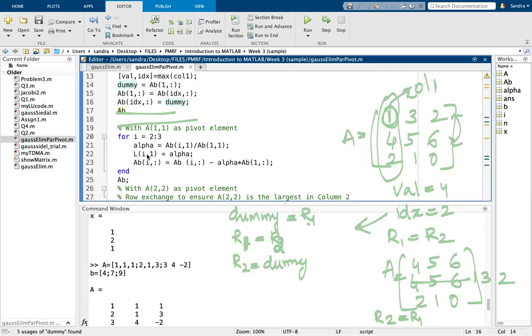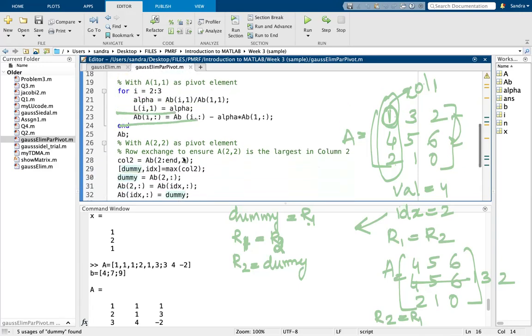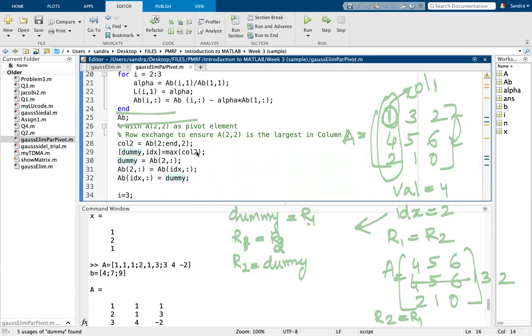I save alpha Li comma 1 to be the corresponding alpha value. Now I go to the second pivot element. For the second pivot element also, I need to make sure this is the highest value. So for that, again, I do the row exchange. First I extract the second column. I am only worried about the second column, and that too only A2 to end, meaning only what is happening here. That is 2. Among this 5 and 1, this pivot element should be the largest.